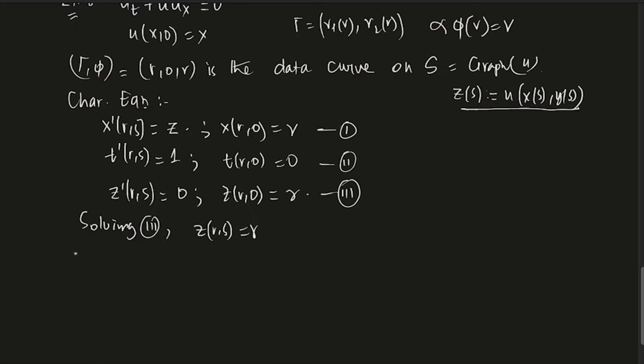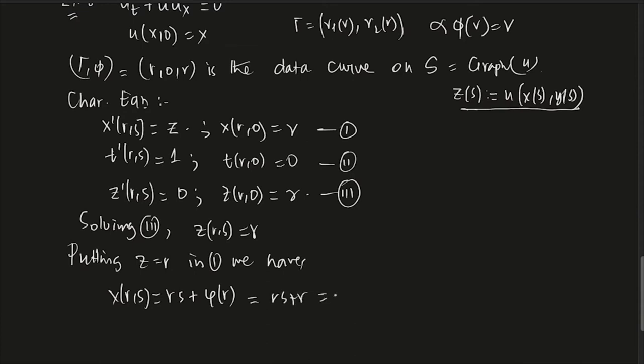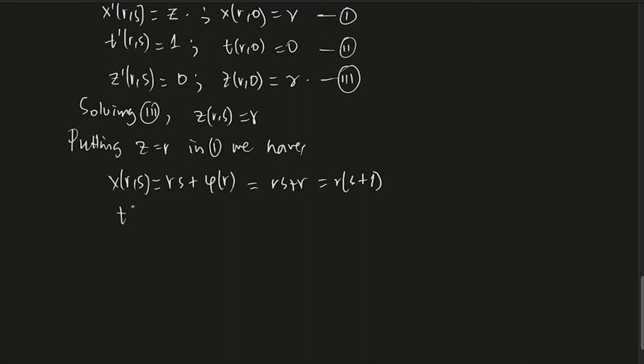Now putting z equals r in 1, we have x prime (r, s) is r. So x of (r, s), if you just solve it, is r s plus a function of r, right? And if you put this initial condition at the point (r, 0), this is going to be r. So this is r s plus r. So essentially this is r(s plus 1). And similarly, what is t of (r, s)? t of (r, s) is s plus some function depending on r. And since t of (r, 0) is 0, t of (r, s) is essentially s. Please check this part if you are not convinced.